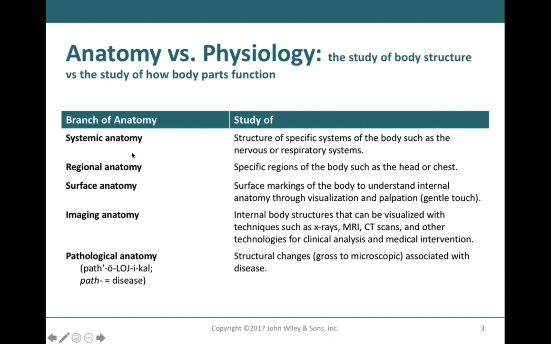So there are different branches of anatomy, and there's different branches of physiology as well. Some of the branches here are systemic anatomy, we have regional anatomy, surface anatomy, imaging anatomy, and pathological anatomy. So this is just to show you that there are many different branches of anatomy. So for example, one example I'm going to show you here is surface anatomy.